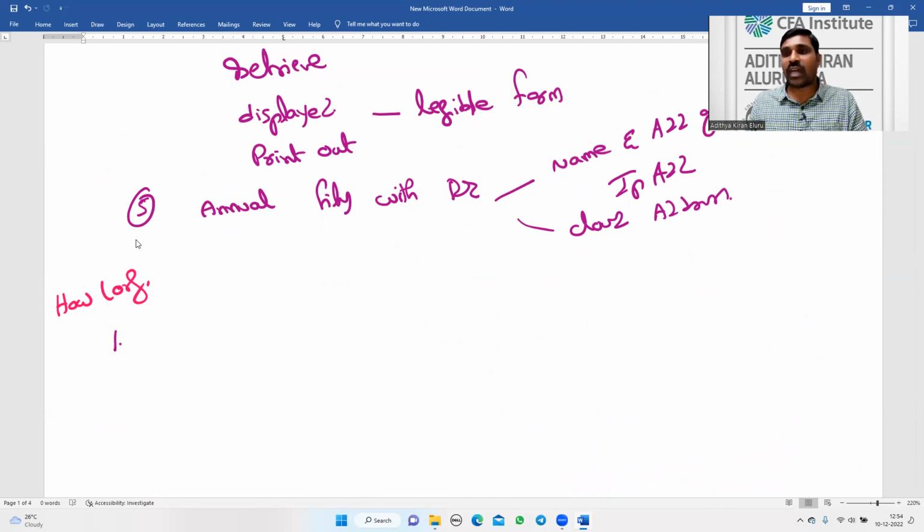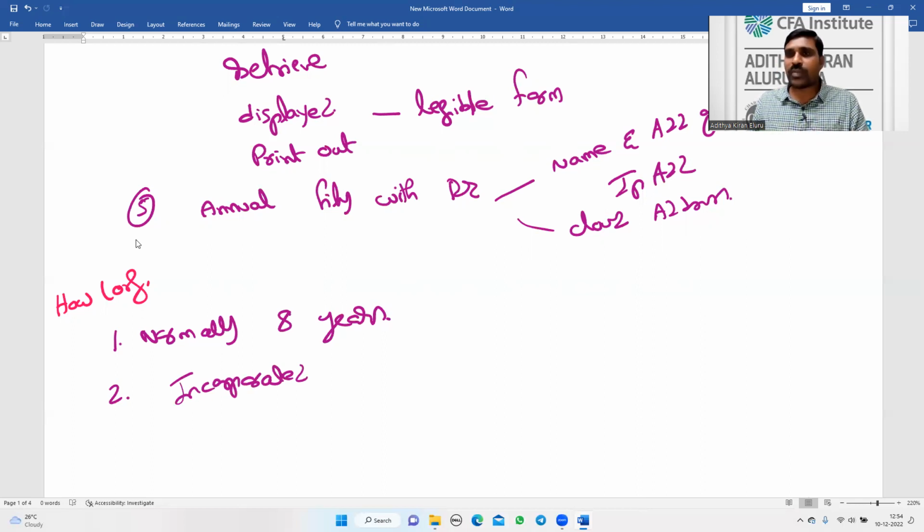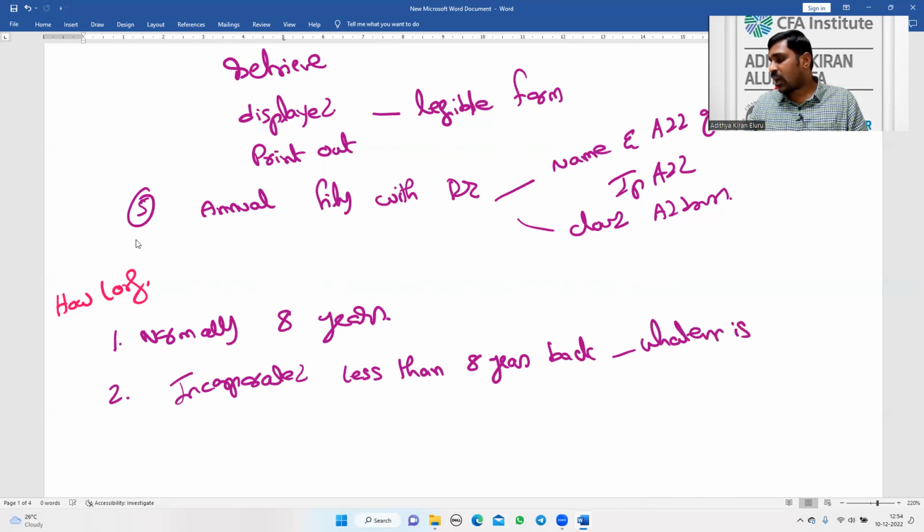Incorporation years or available years, whichever is less. Normally 8 years. If incorporated less than 8 years back, whatever is available. It's common sense: if I incorporated 4 years back, from where will I get 8 years of financial statements? Not possible. Therefore, if incorporated less than 8 years back, whatever is available.